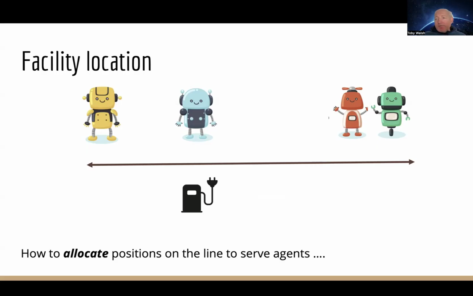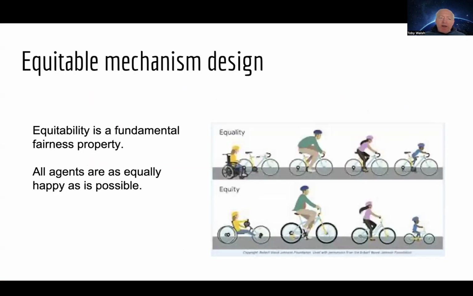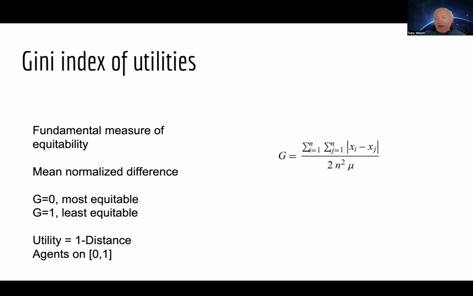We're thinking about designing strategy-proof mechanisms for facility location. I want to look at a somewhat surprisingly neglected objective, that of equitability. It's a fundamental fairness property, trying to ensure that all agents are as equally happy as possible, but one that has received remarkably little attention, especially in terms of mechanism design for facility location. Now, in economics, the most common, most fundamental measure of equitability is the Gini index. And we're going to be looking at the Gini index.